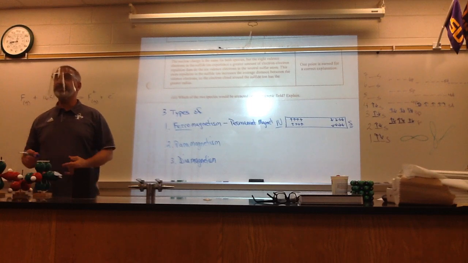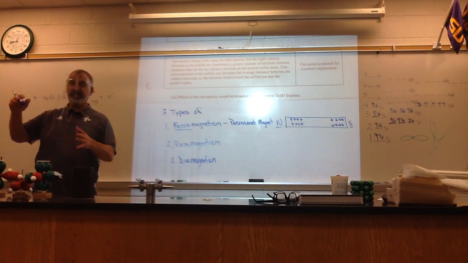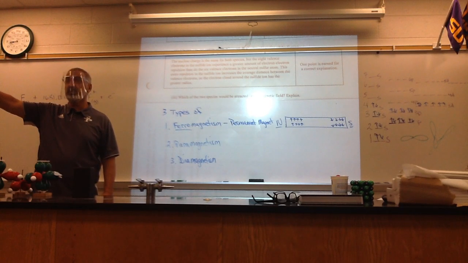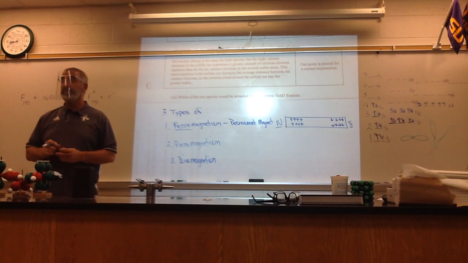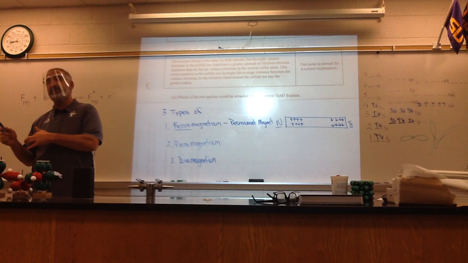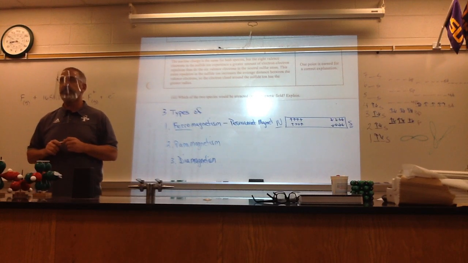Really only iron is the most common. Cobalt and nickel, I think, can do that. Some of your rare earth metals, especially neodymium, form a very strong permanent magnet. Okay? But not many substances are permanent magnets.